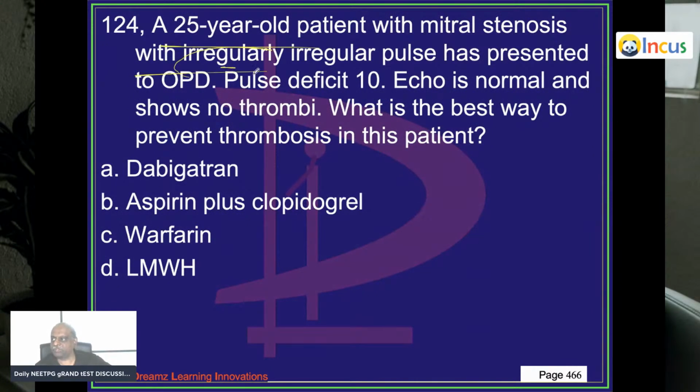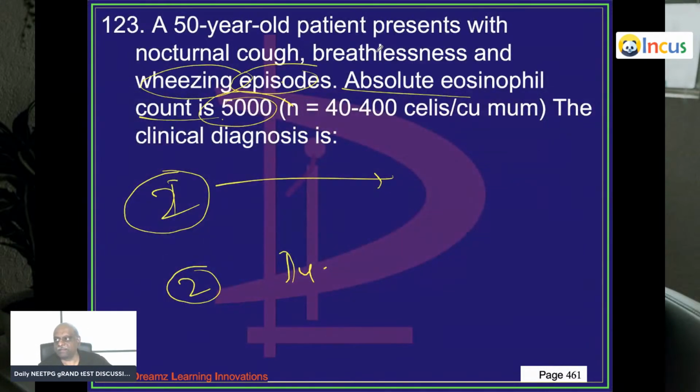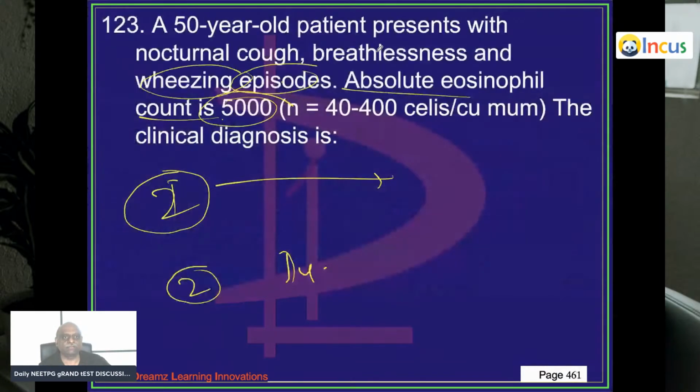A 25-year-old with mitral stenosis with irregular pulse. Why not bronchial asthma? In bronchial asthma, why do you get a miliary pattern on the radiogram?